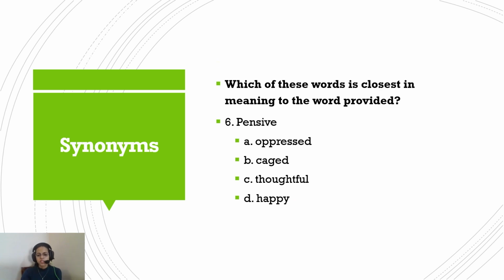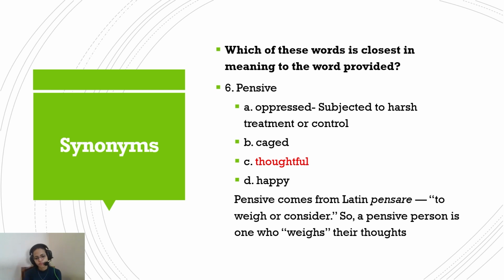Pensive. What does the word pensive mean? Oppressed, caged, thoughtful, or happy? Thoughtful. Pensive comes from the Latin word pensare, which means to weigh or consider. So a pensive person is one who weighs their thoughts. You can imagine a person who uses a pen to write first and then acts. You're very thoughtful, you write your thoughts using a pen. You can remember it like that, like a silly story.